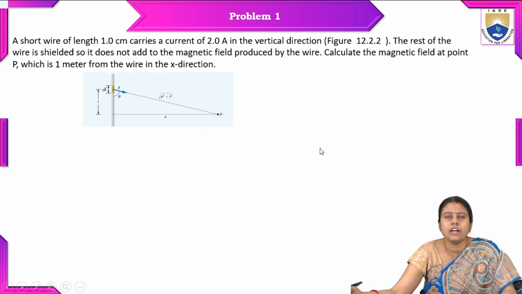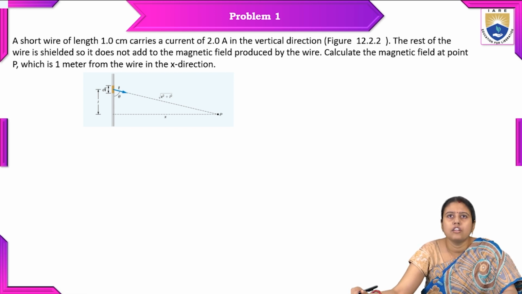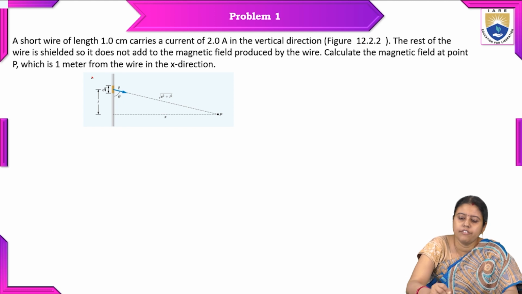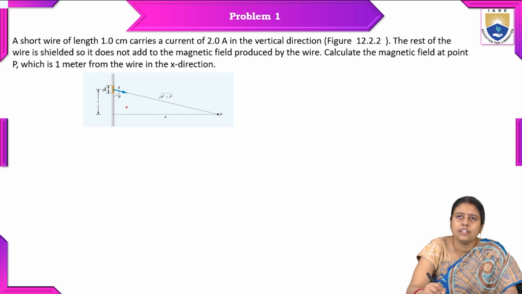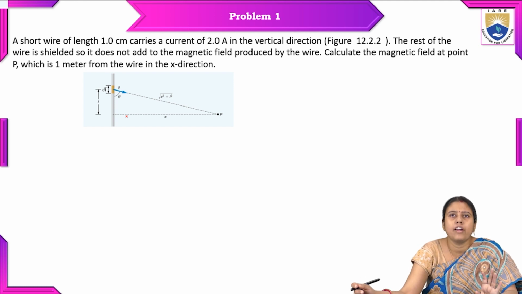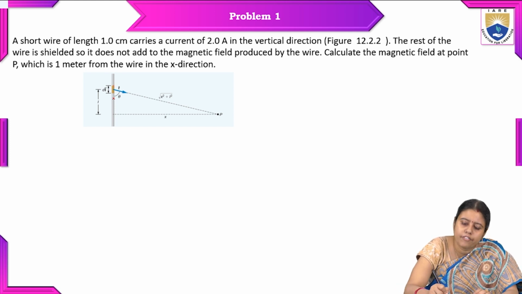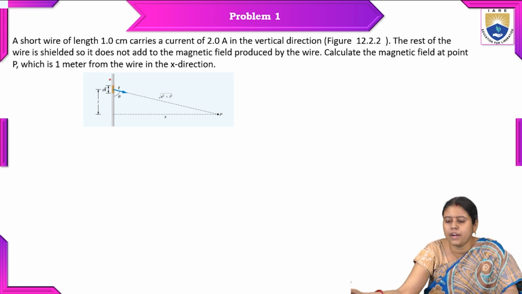So, I will start with my first problem. A short wire of 1 centimeter carries a current of 2 ampere as shown in the figure. In the figure we can see the current is flowing. The rest of the wire is shielded so that it doesn't add any magnetic field. So the magnetic field is only due to this I L.